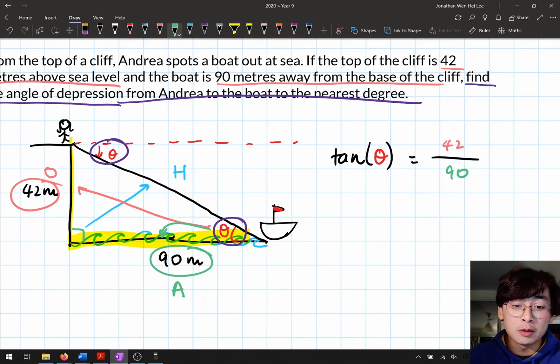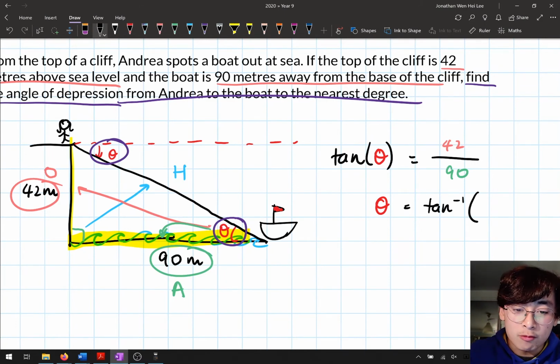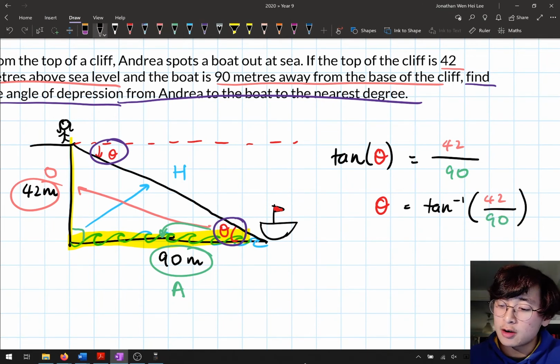Okay, great. Now I want to be solving for theta. So I want to rearrange this to solve for theta. Well, I need to use inverse tan. So I'm going to use tan inverse of my ratio. Just remember, for inverse trig, we put in a ratio and we get out the angle. So theta is equal to inverse tan of 42 over 90.